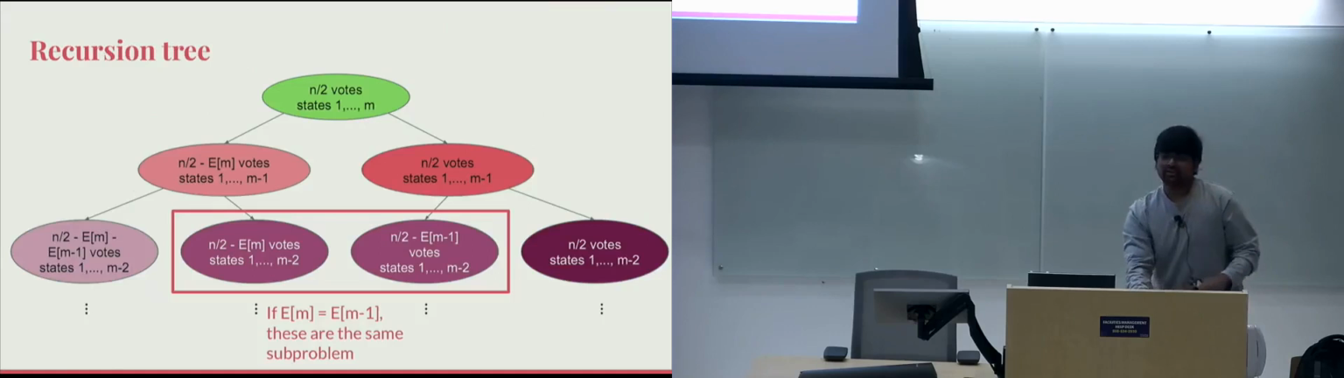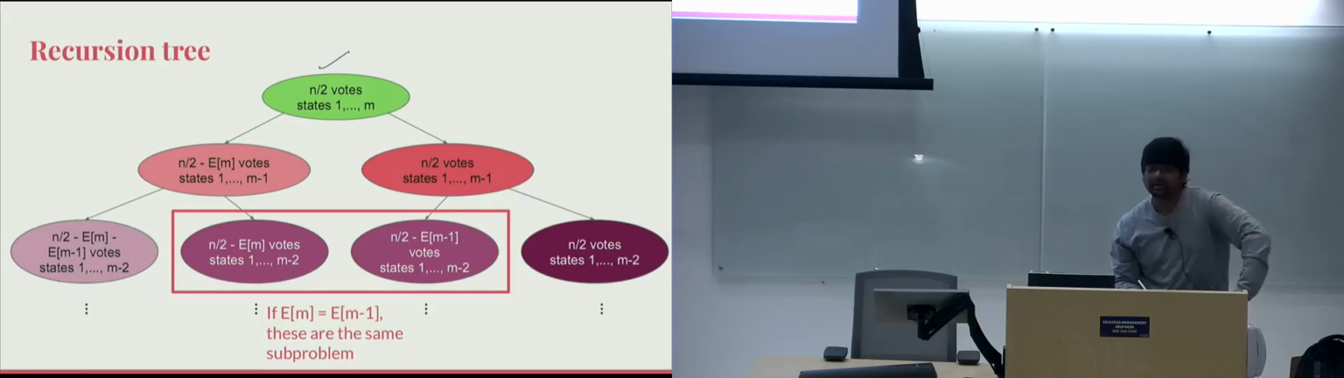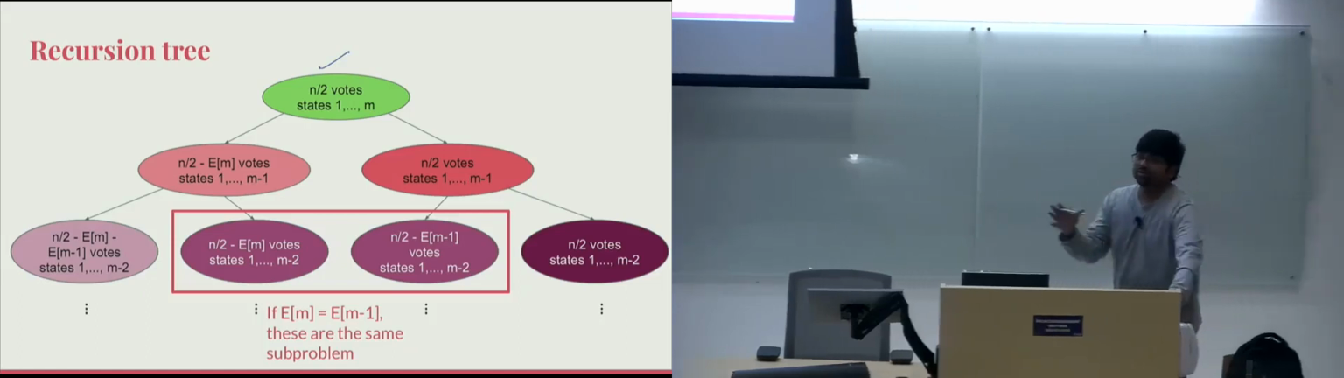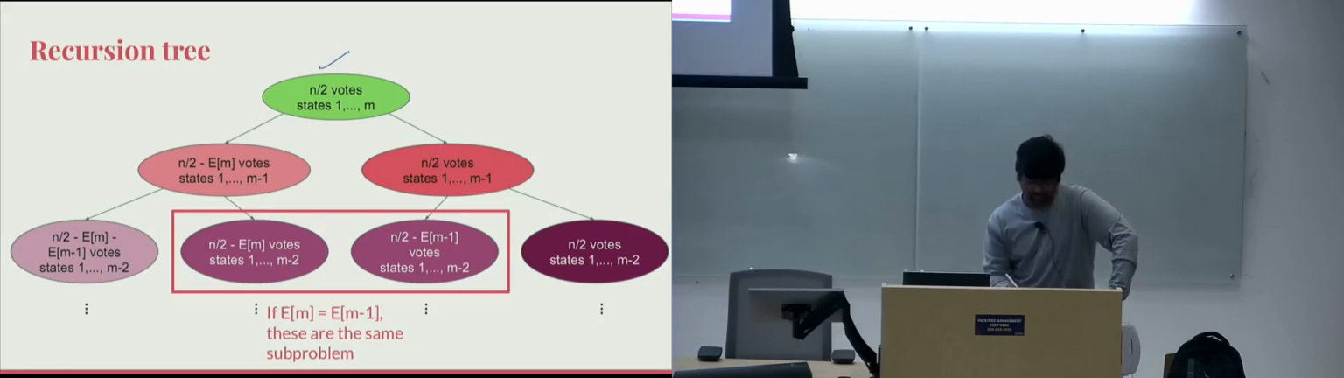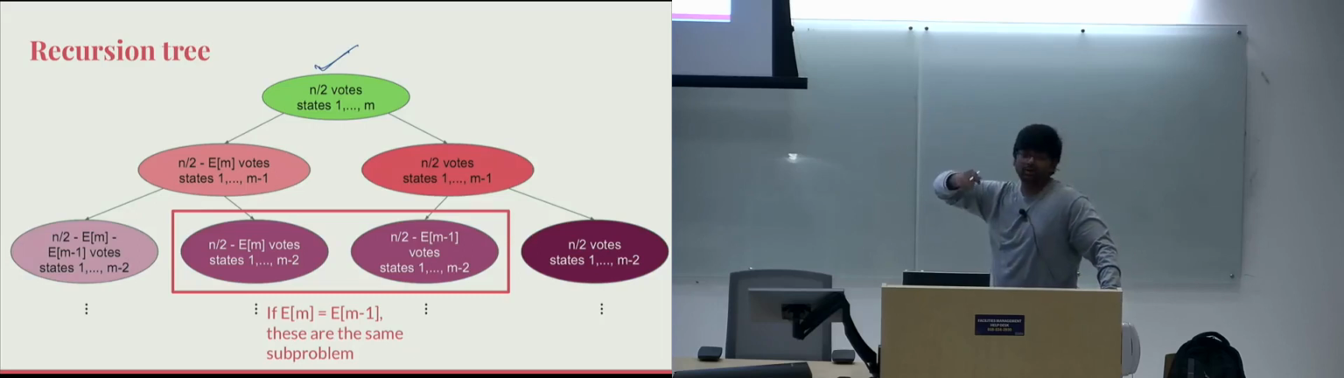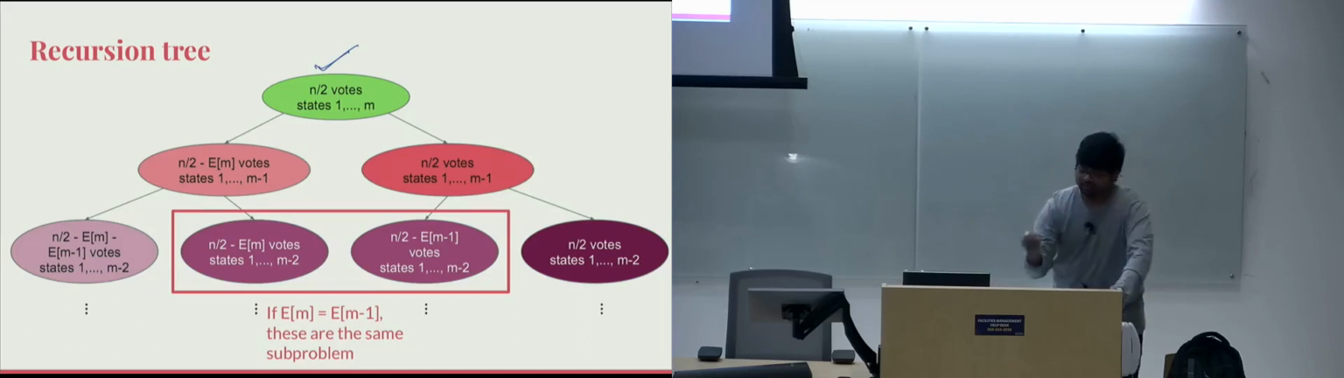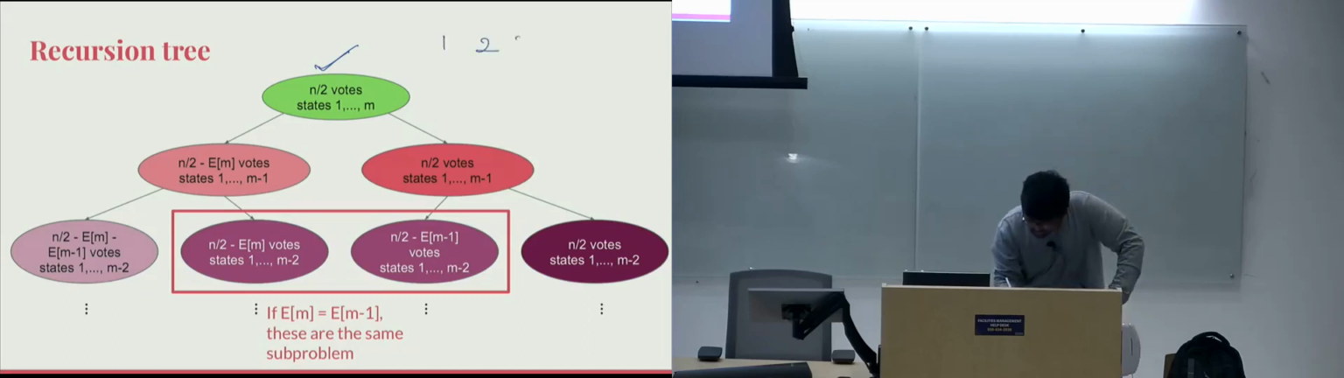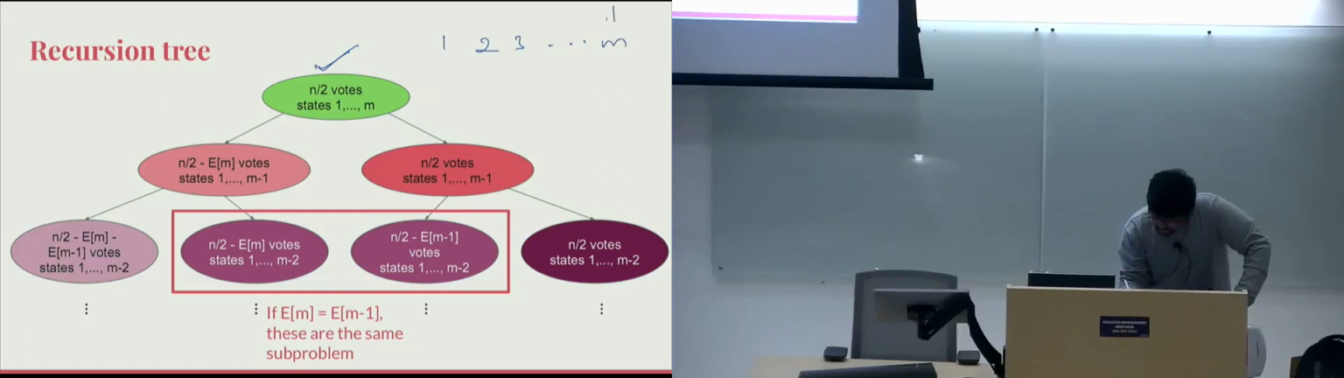So this is the recursion tree, and it's a bit interesting. Again here we start with n by 2, and the states that can vote for you are 1 to m, the whole bunch of available states. So this is the main problem that you are trying to solve. This is how you think about recursion here. So now you want to assign n by 2 votes. You are at this junction here, at this state m.